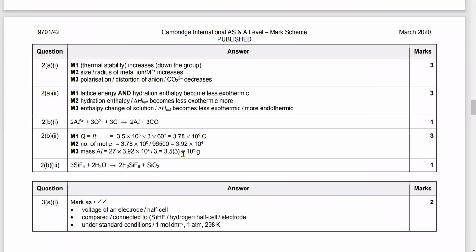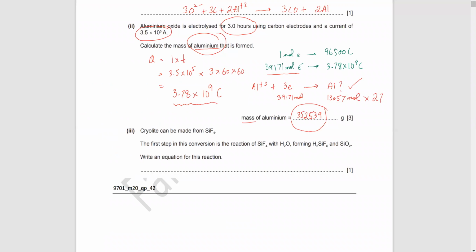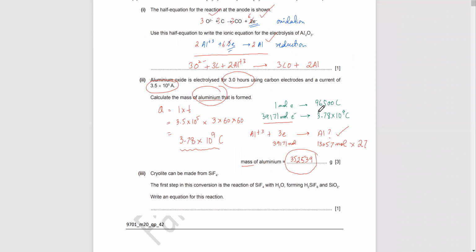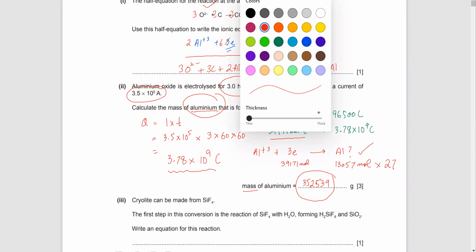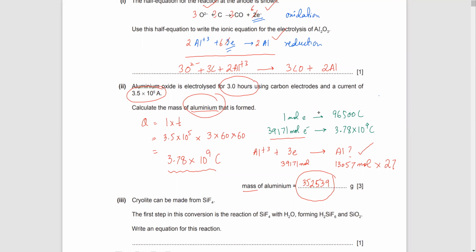Okay, so we're getting 3.53 times 10 power 5, which is, I think, correct. One thing that's wrong about this answer is, be very careful about this, and that is always check the significant figures of your calculations, which we didn't do in this case.